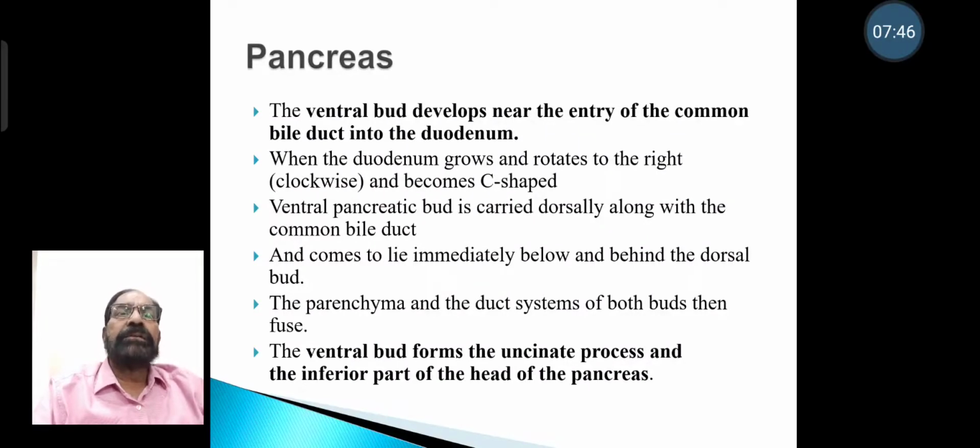Ventral bud develops near the entry of the common bile duct into the duodenum. When the duodenum grows and rotates to the right, clockwise, and becomes C-shaped, the ventral pancreatic bud is carried dorsally along with the common bile duct and comes to lie immediately below and behind the dorsal bud. The parenchyma and the duct system of both buds then fuse. The ventral bud forms the uncinate process and the inferior part of head of pancreas.